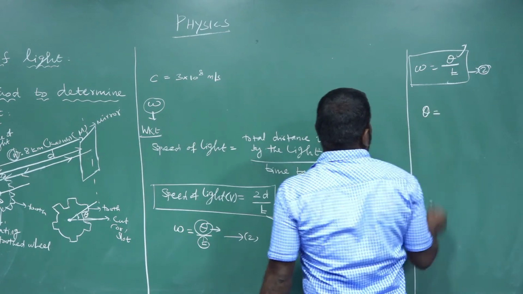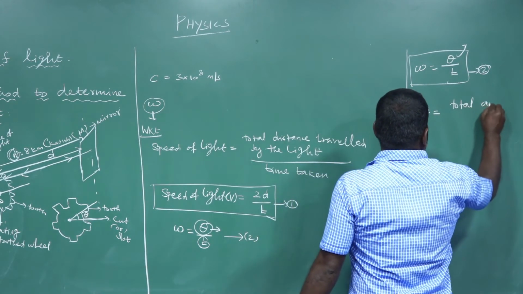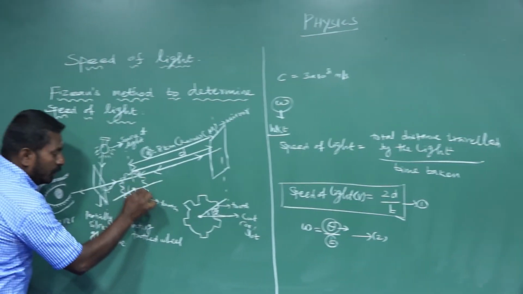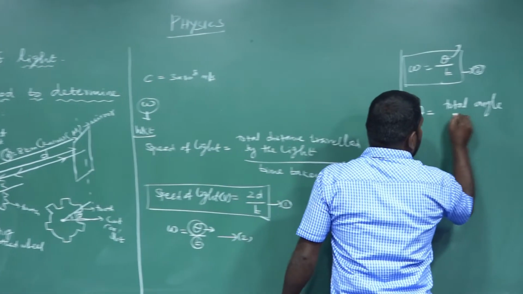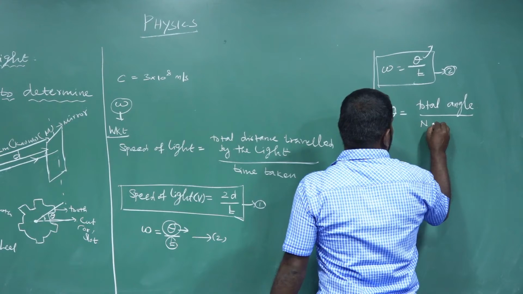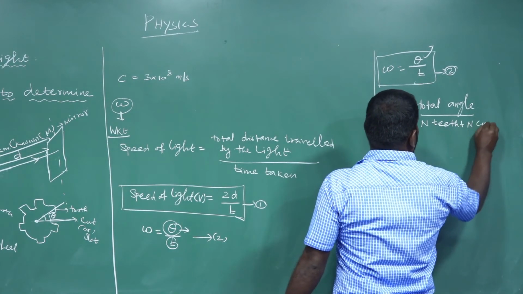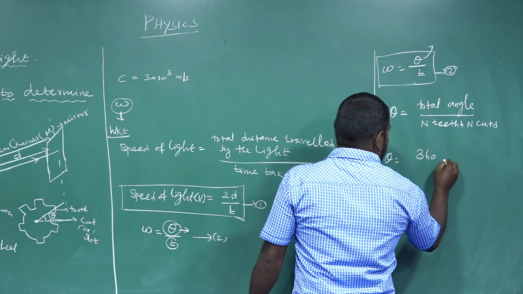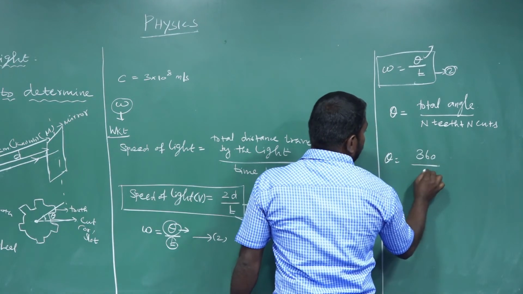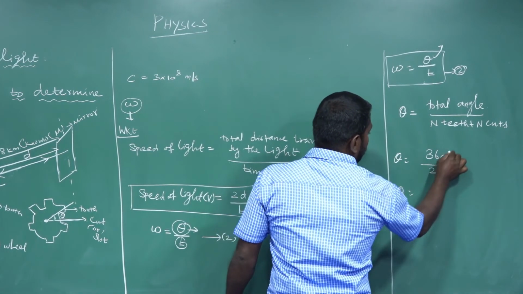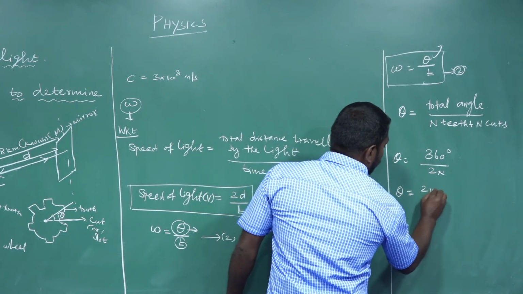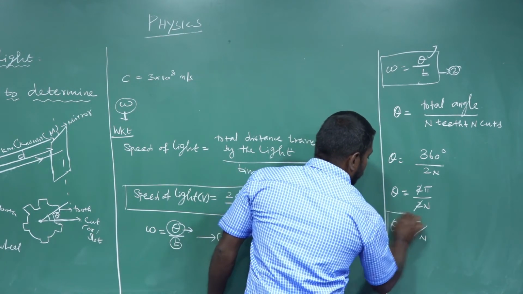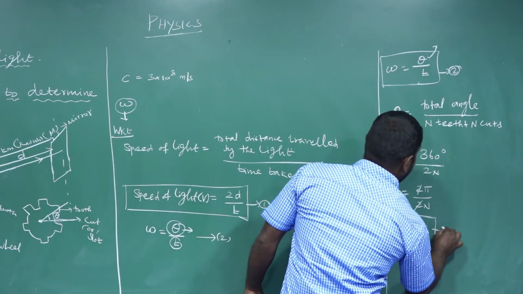Theta is equal to the total angle in the rotating toothed wheel. So this is the rotating toothed wheel. Total angle is 360 divided by n teeth plus n cuts, so 2n. So theta is equal to 360 degree, which is equal to 2 pi radian, divided by 2n. The 2 gets cancelled. Theta is equal to pi divided by n. This is equation number 3.